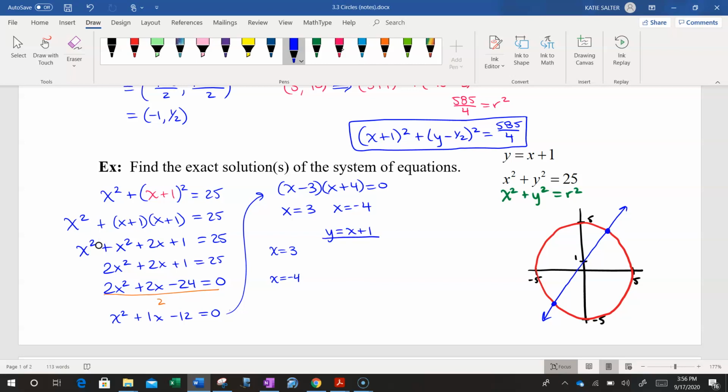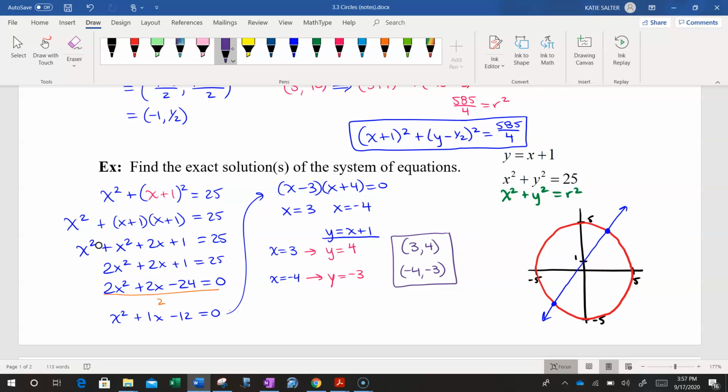So if x is 3, when we substitute into this equation, we get y is equal to 3 plus 1, which is 4. And when x is negative 4, if we substitute that into this equation, we get y is equal to negative 4 plus 1, which is negative 3. So therefore, our 2 points where these intersect are the point 3, 4, and the point negative 4, negative 3. And guys, I promise if you substituted those points into both equations, they would make both equations true.